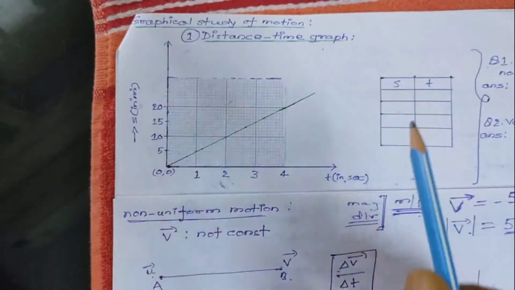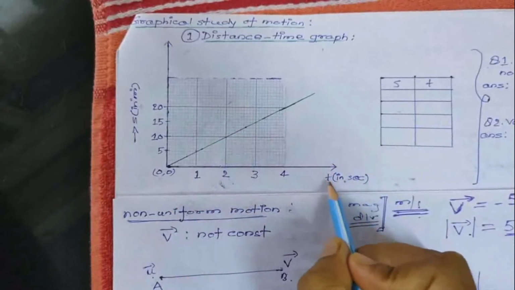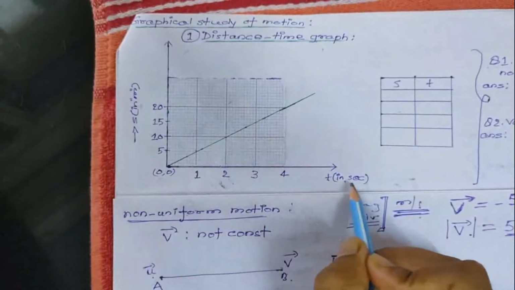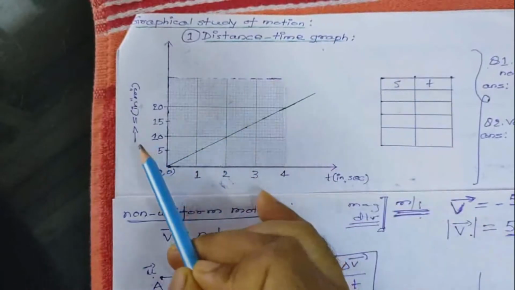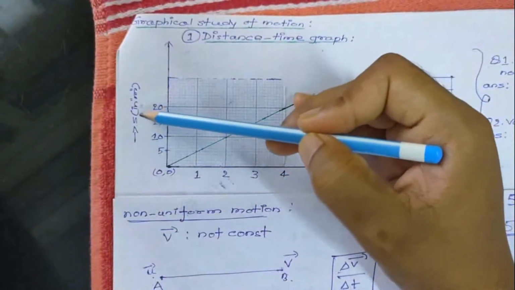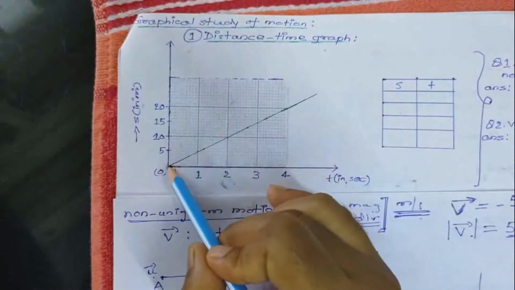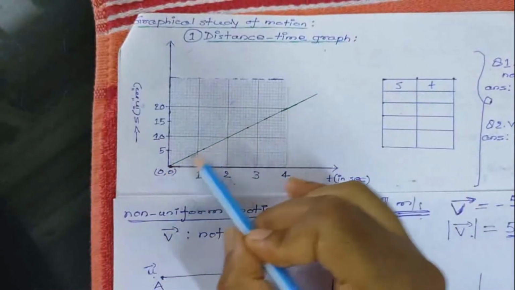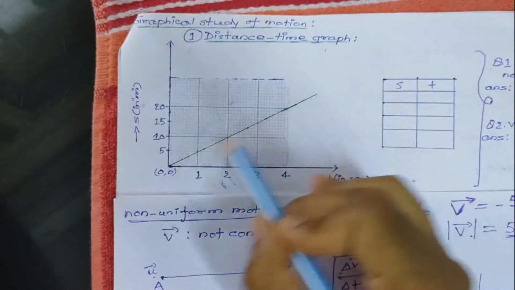This is the x-axis and the y-axis, and 0, 0 denotes the origin. Along the x-axis I am taking t, time, which is in seconds. Along the y-axis I am taking s, distance, which is in meters. And I've drawn a graph. Observe this green line. The green line is the graph.